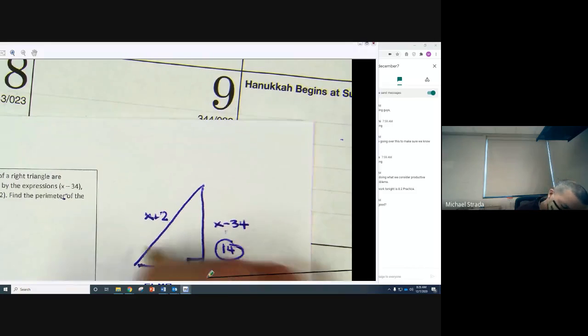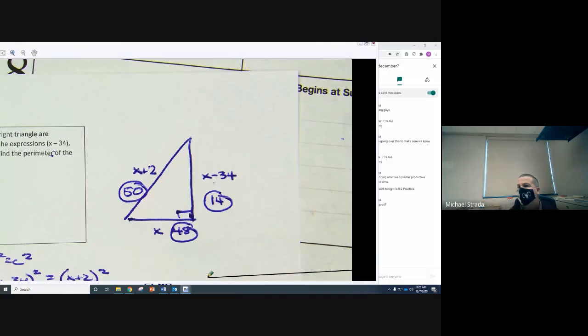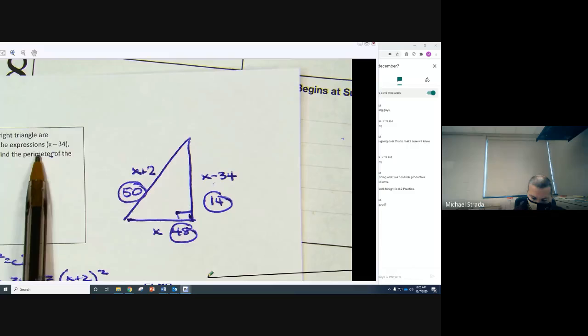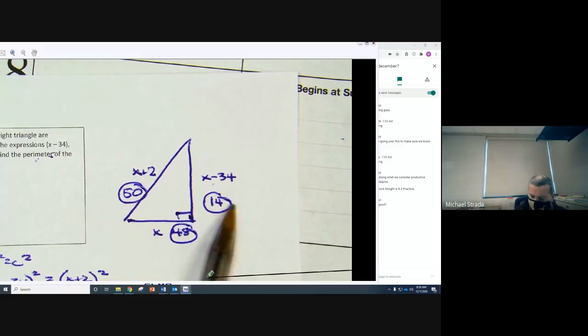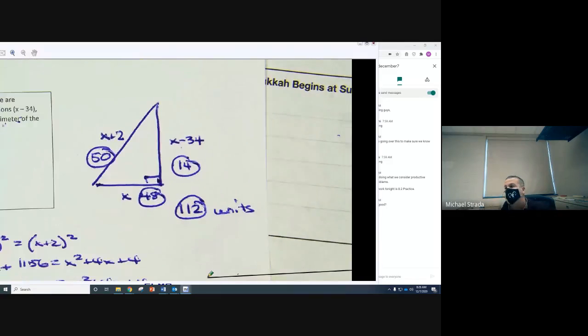If I plug in 48, I have 48, 14, and 50. Are all of those positive numbers? Yes. Is it true to scale? No. But does it matter? No. Because what am I then trying to find? It's what? Perimeter. So what do I do with my three numbers to get the perimeter? Add them all up. And I believe I end up with 112 units when I'm all said and done. Everybody good?